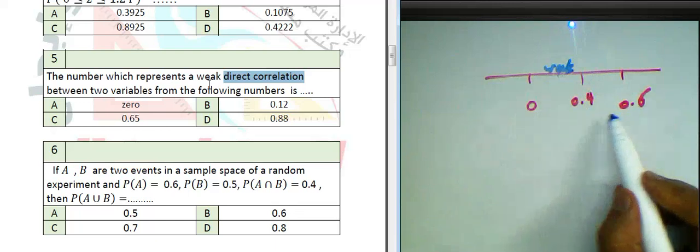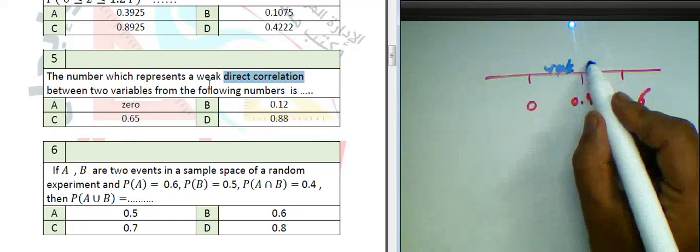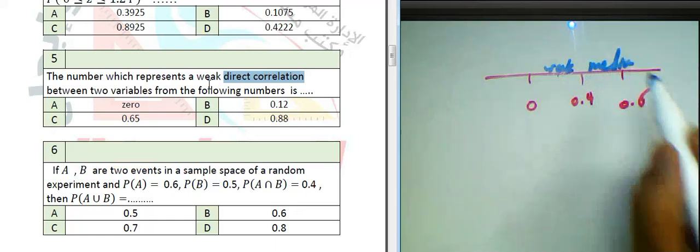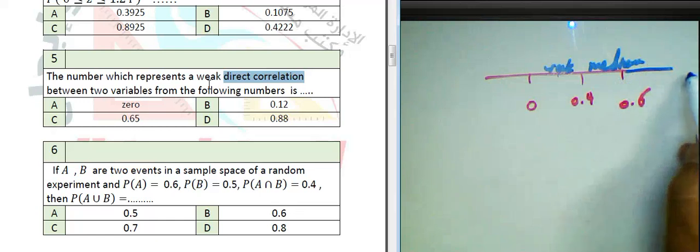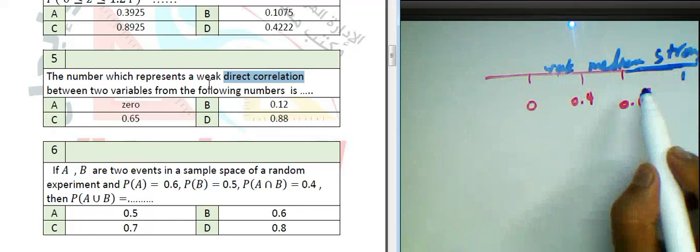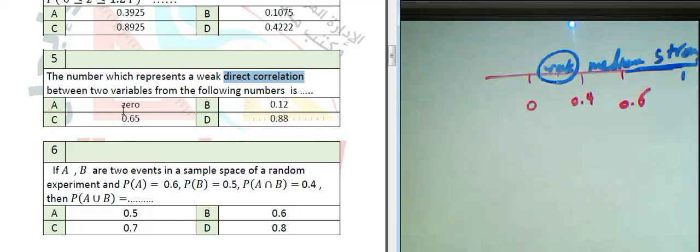And from 0.4 to 0.6, we will call it what? We call it median. And from 0.6 to 1, we call it strong. Okay, in this part. But he asked about what? Weak. Look at choices A, B, C and D.